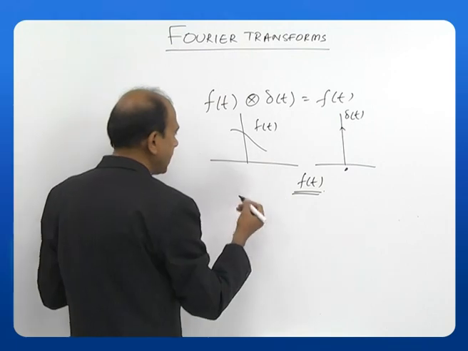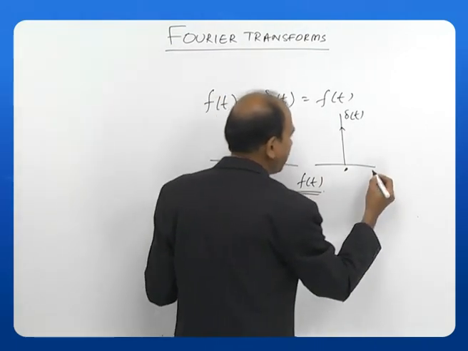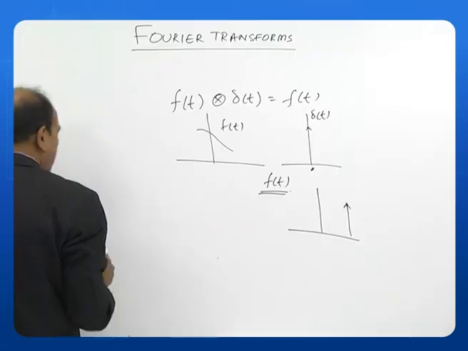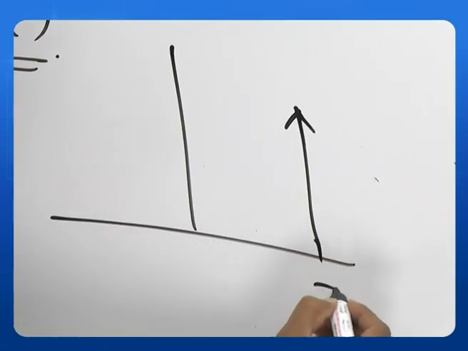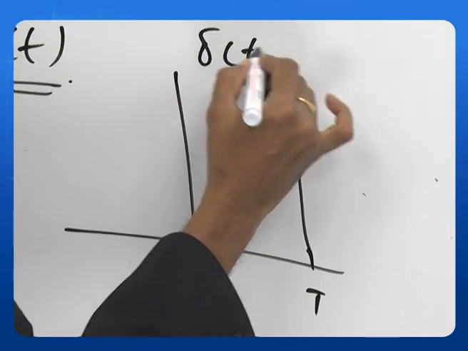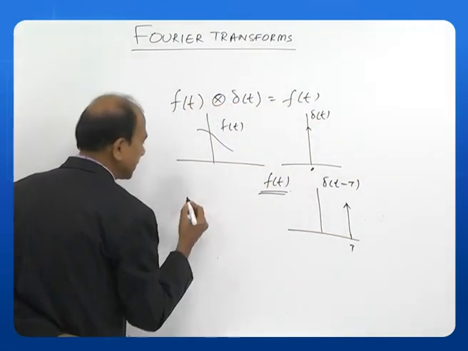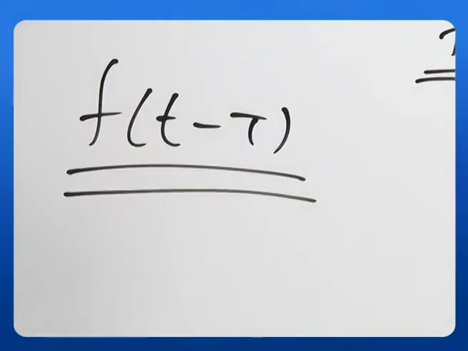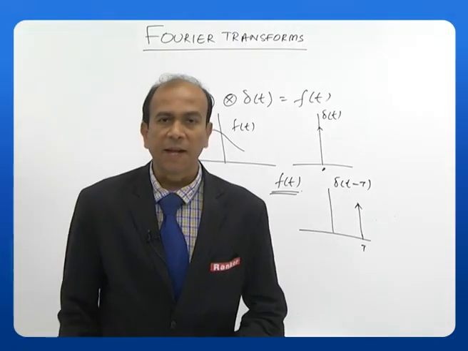Now, let us say my delta function is shifted by a factor of T. Now, this function exists at a factor T, that is, this is delta of t minus T. When I convolve this, the result will be f of t minus T. So, this is another important property of convolution. Let us see another property.